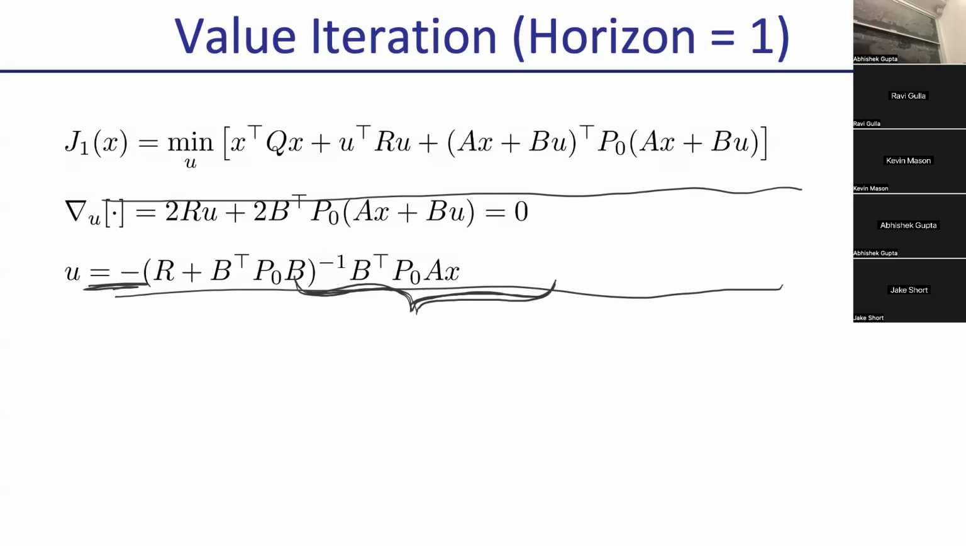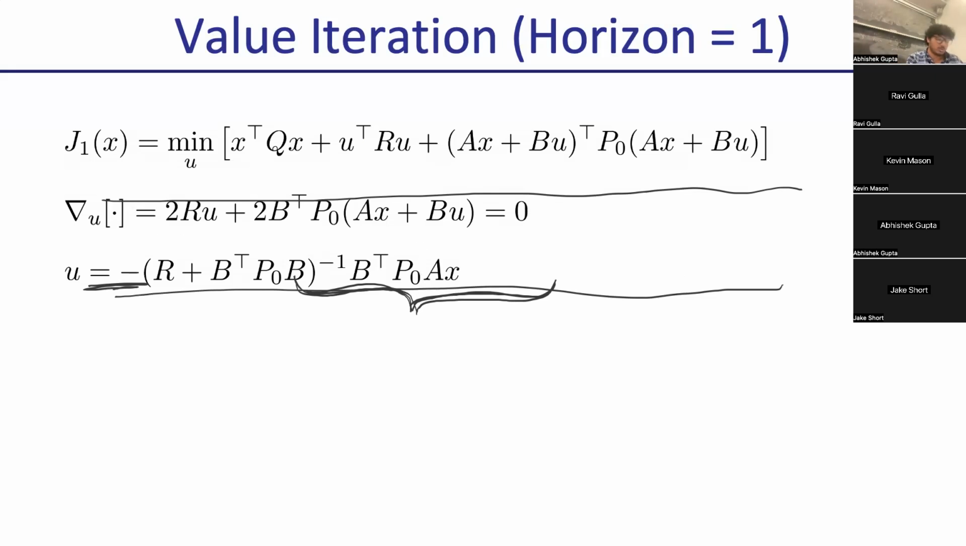One thing you want to notice here is that U is actually just linear in X. So you can write U as KX, where K, the linear term, is going to be equal to this thing. And U is KX, so that's why it's a linear feedback controller. The action U is computed by taking your X and multiplying it by this linear K.